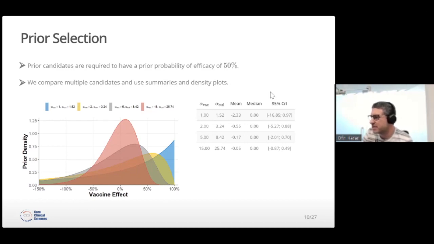For example, in this case, I'm going to choose the one at the top of the table, the blue density plot, because it contains also very high vaccine effects. I don't want to rule out the possibility of, say, a 95% vaccine effect a priori. So I'm going with the most vague one of the lot.